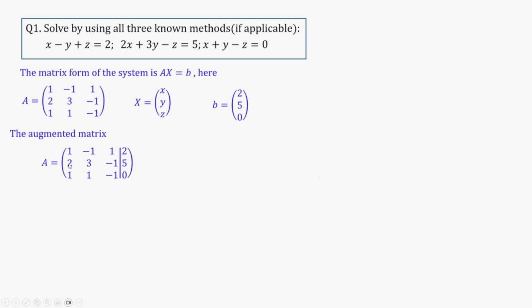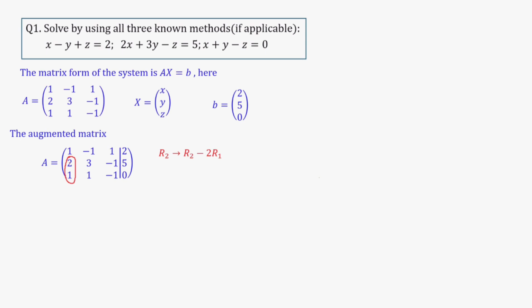The first column needs to be 0. So we need to make this part 0. Now we'll discuss how we'll do it. For that we will do this row operation: R2 is R2 minus 2 R1.